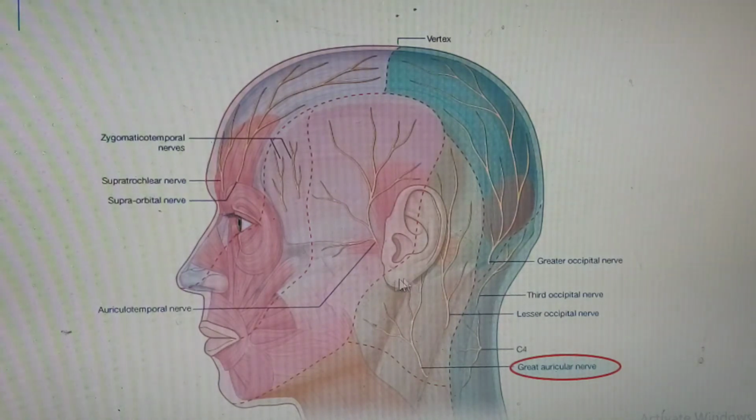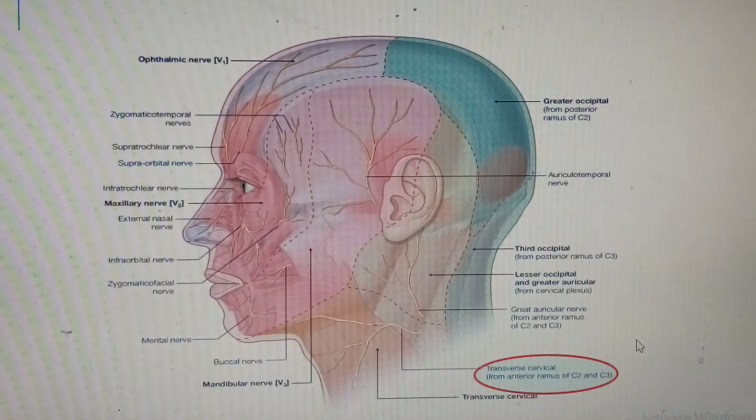Auricle has to do with the ear. Apart from that, the angle of the mandible, and of course, from the anterior aspect of the ear and below the ear, we have the parotid gland. So it makes sense that it's going to supply these areas. Great auricular nerve.